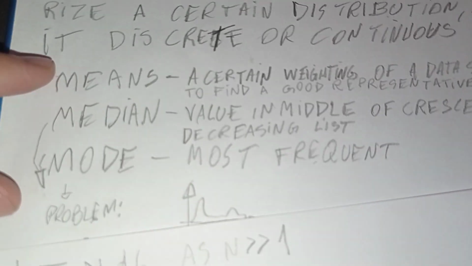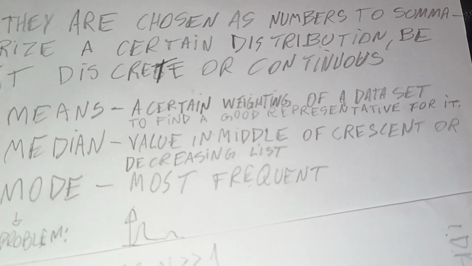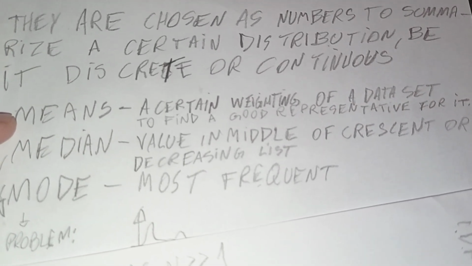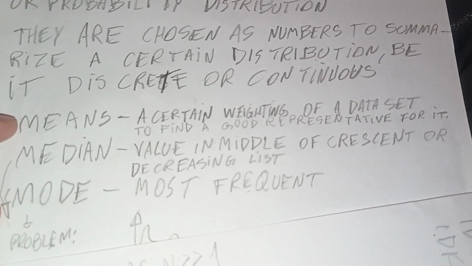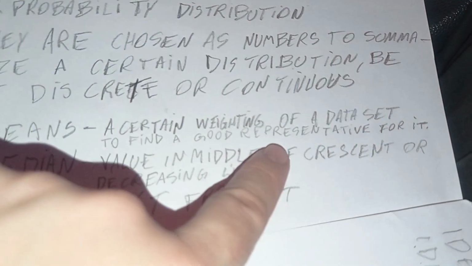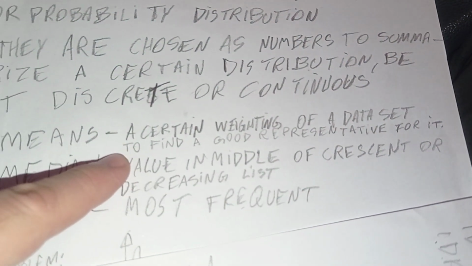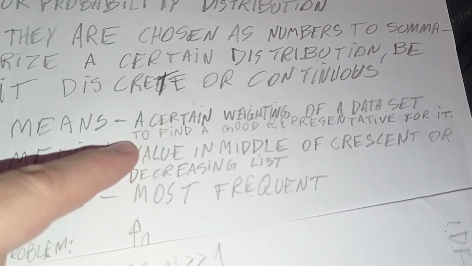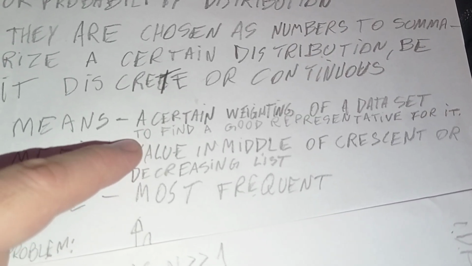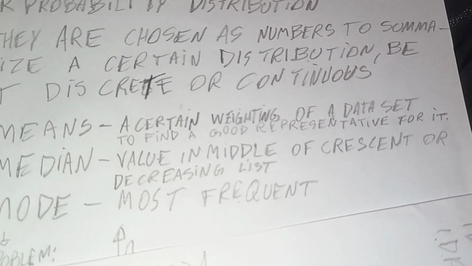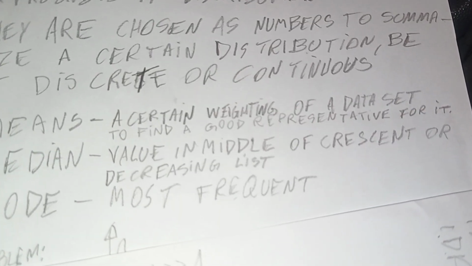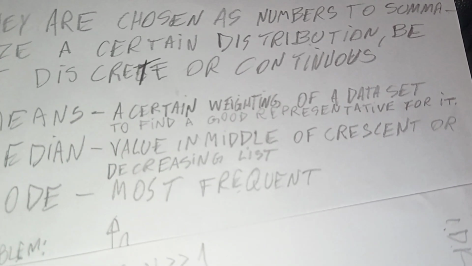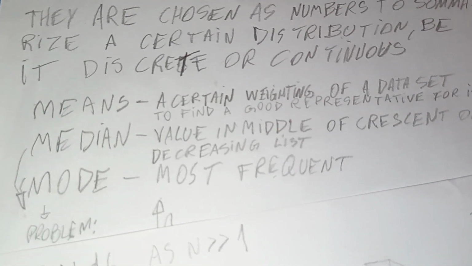So this is the part that is making things go wrong, because this part of the video actually has to be a video of itself, because this is very extensive. At any rate, let's talk about an example of mode, because that's the simplest thing in here.